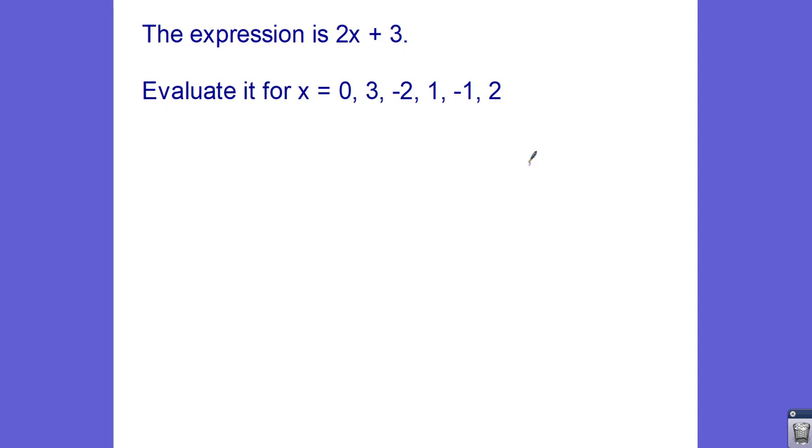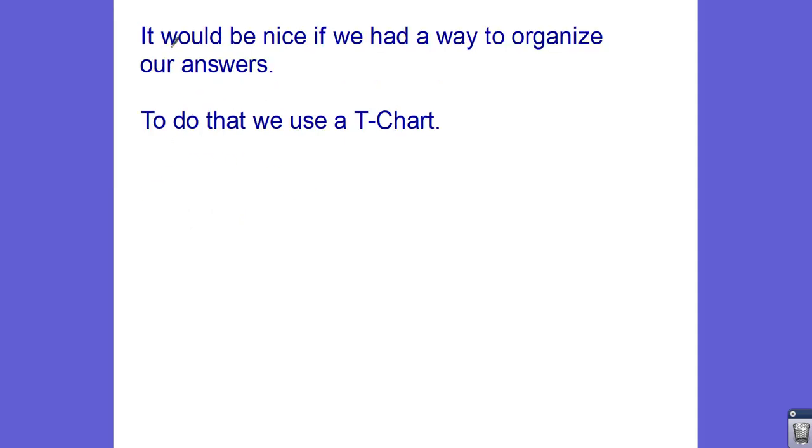Oh my goodness, that would be a lot of work, because that means I'm going to do 2 times 0 plus 3. Then I'm going to do 2 times 3 plus 3. Then I'm going to do 2 times negative 2 plus 3, and I'm going to get all different answers here. My goodness. There's got to be an easier way to do this kind of problem. And believe it or not, there is. It would be nice if we had a way to organize all of our answers. And we do. It's called a T-chart.